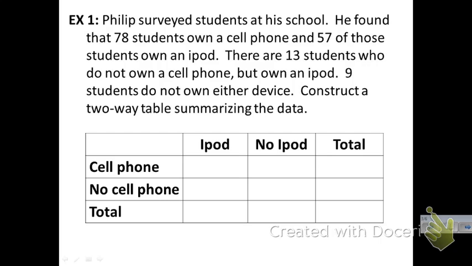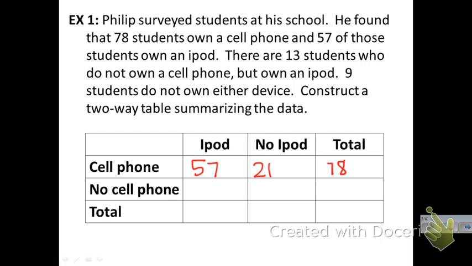So here it says, Philip surveyed students at his school. He found that 78 students own a cell phone, so a total of 78 students owned a cell phone, and 57 of those also own an iPod. So we would put the 57 here. With the frequency table, we add these two cells or boxes, and they will give you that 78 over there. To find out how many students had a cell phone but didn't have an iPod, you would take 78 minus 57, which is 21.